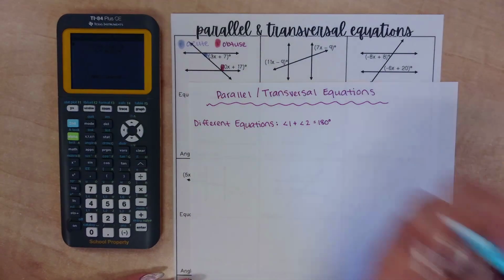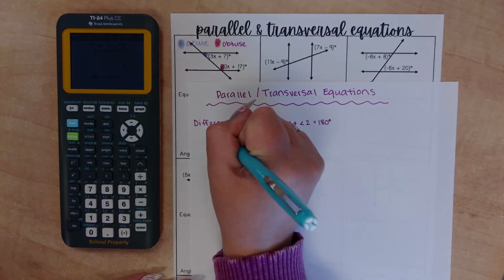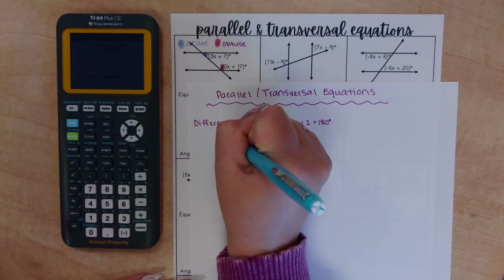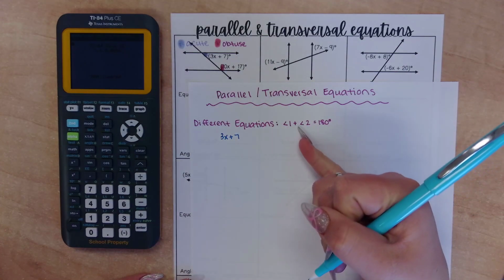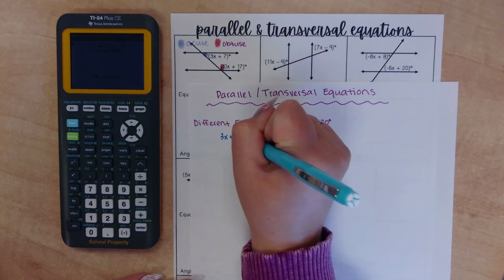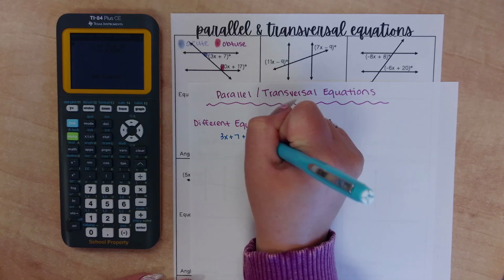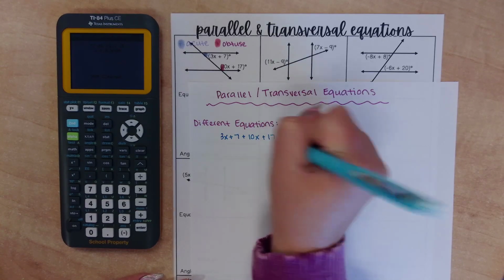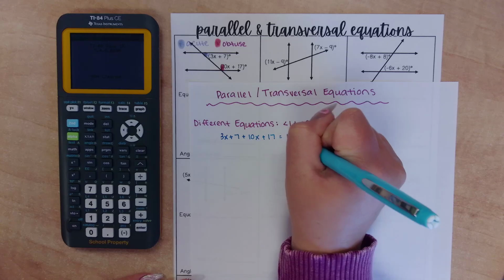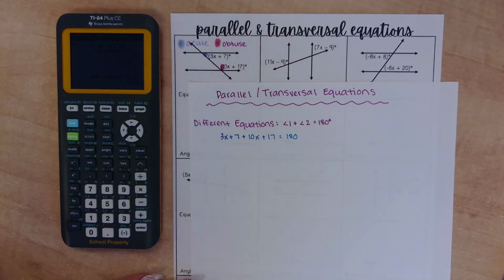So with that being said, we're going to set up our equation. We're going to do angle 1. We'll just call that our acute angle, 3x plus 7. Now we're combining it with that 10x, so then plus 10x plus 17 equals 180 degrees. Now I can set it up to solve for x.